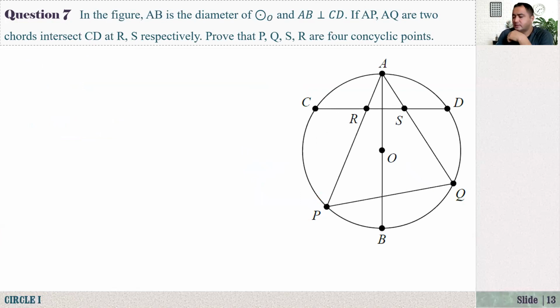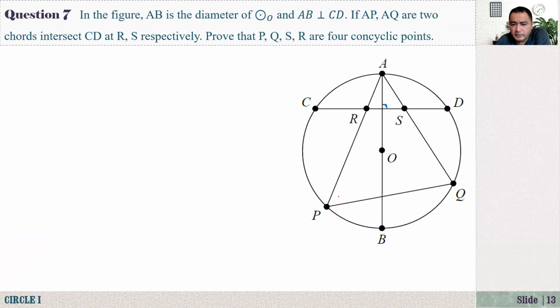Okay, that's our last example, last problem. In the figure, AB is the diameter of the circle, which is centered at O, and AB is perpendicular to CD. If AP, AQ are 2 chords that intersect CD at R and S respectively, prove that PQSR are 4 concyclic points.